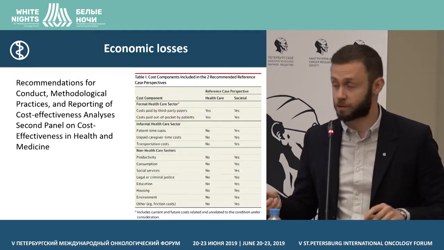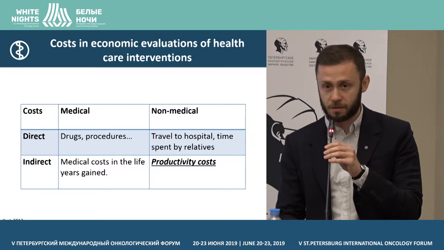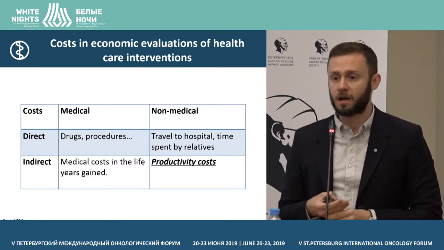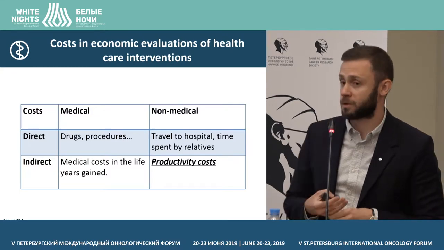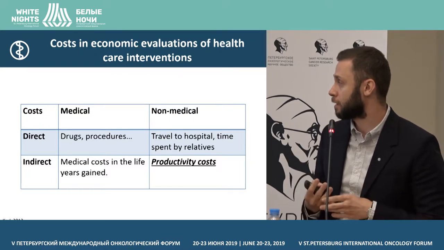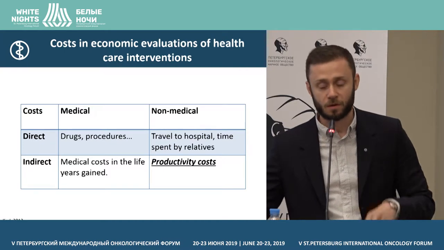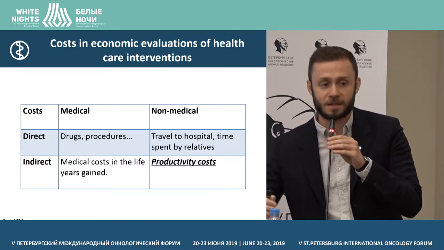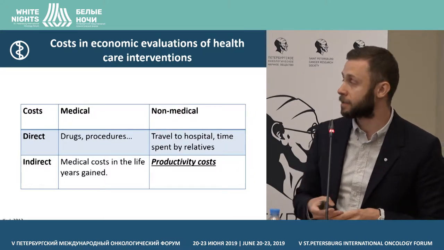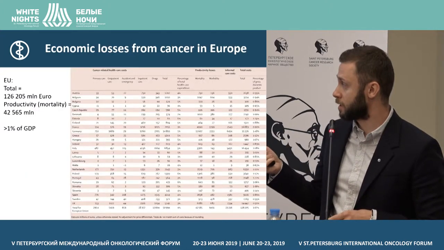And if we talk more about costs, we have medical and non-medical costs, and both direct and indirect costs. The direct medical costs are of course drugs, procedures, etc. We also have direct non-medical costs when patients have to pay to travel to hospital, for example. And we also have indirect medical costs. For example, we save life with new treatment, but at the same time, this patient has to get other treatment for other diseases, as he stays alive. These are the costs which appear in the life years gained. And finally, we have non-medical indirect costs, and this is the productivity costs. And this actually was the research question of our study.